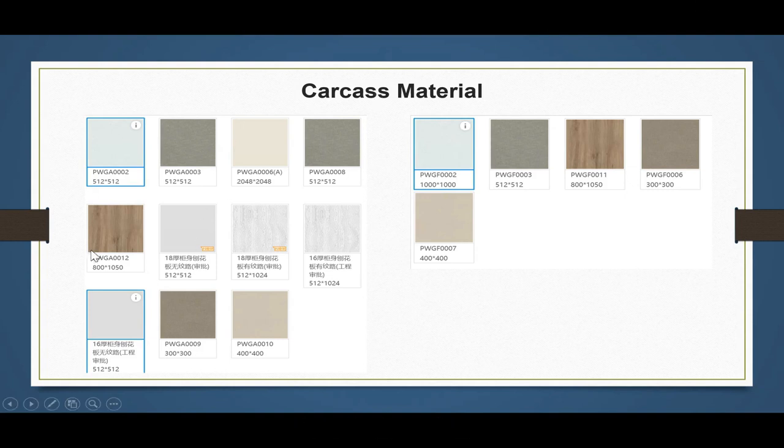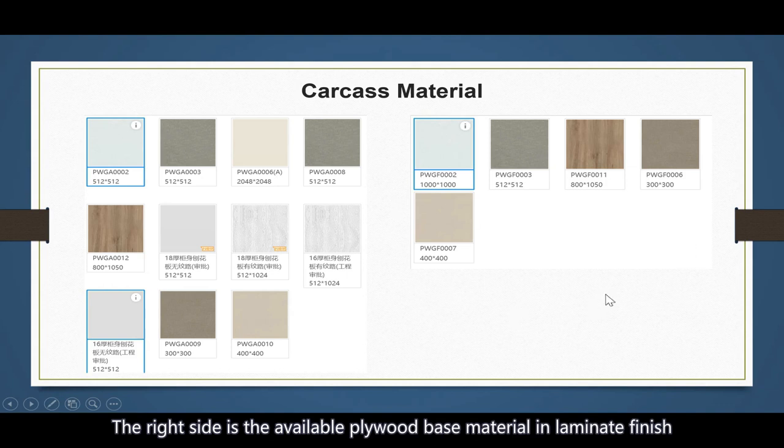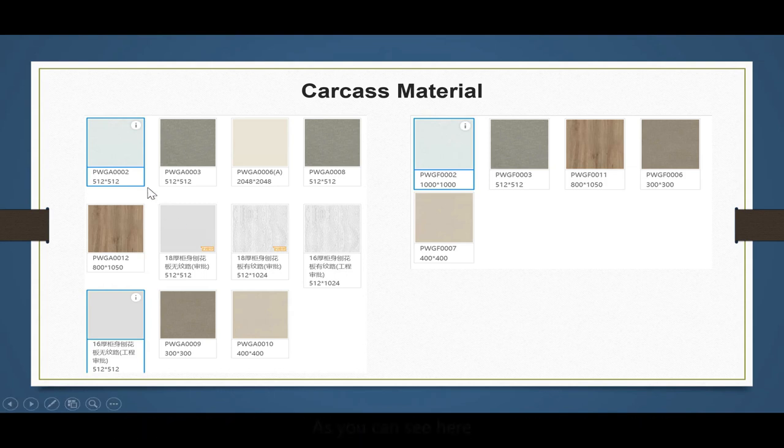And this, the left side, is the available melamine finish particle board carcass, and the right side is the available plywood base materials in the laminate finish. So as you can see here, the code is a little bit different. For all the melamine carcass, the letters start with PWGA, and for the laminate carcass, the code initials are PWGF. So the A here stands for melamine, and the F here stands for laminate.